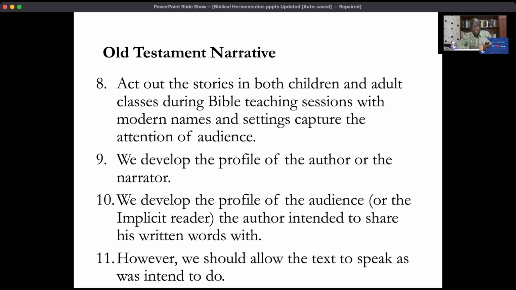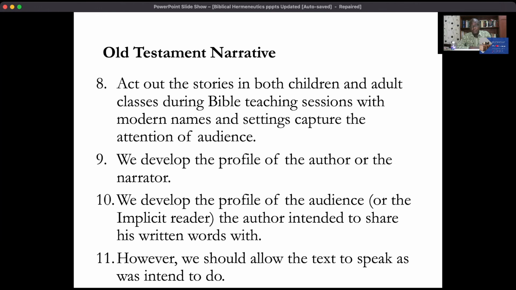Eight, you can act out the stories in both children and adult classes during Bible teaching sessions, with modern names and settings to capture the attention of the audience. We can develop the profile of the author or the narrator. In many of the stories we have in the Old Testament, the authors are not known. But when you read the storyline and the comments, you will see who the author probably was in thinking and beliefs, so that you appreciate the purpose of writing.